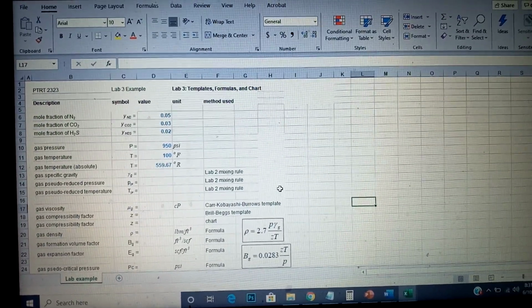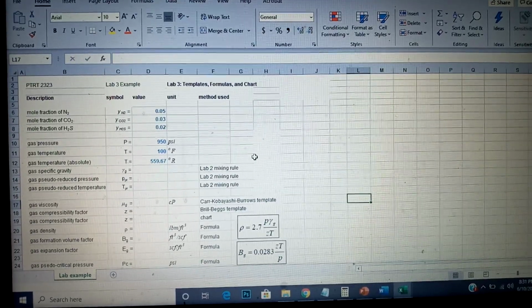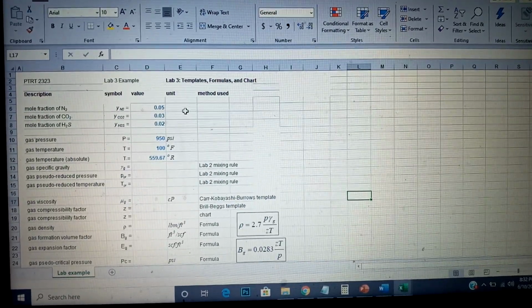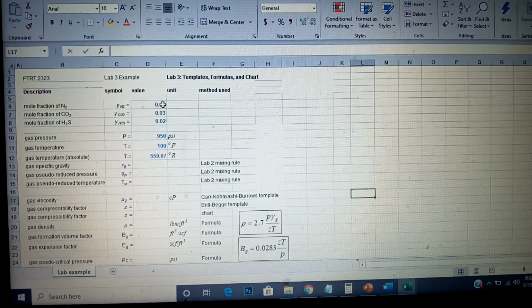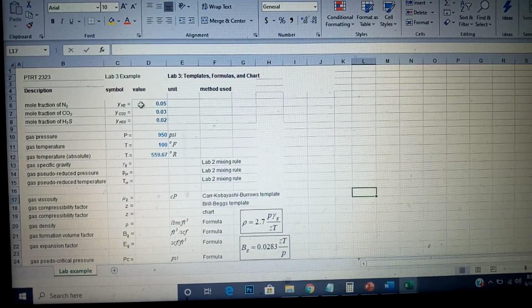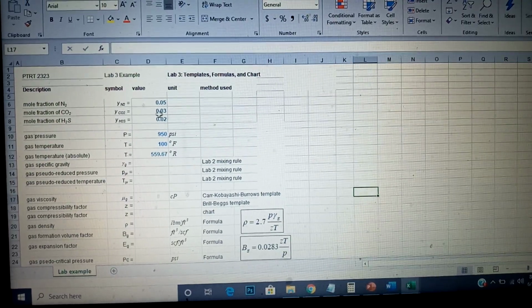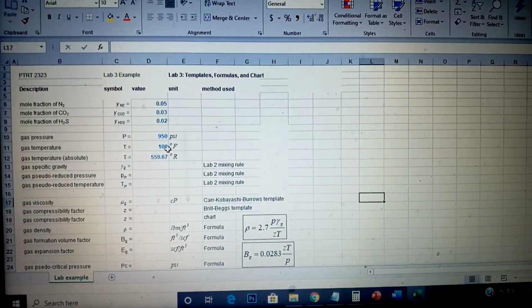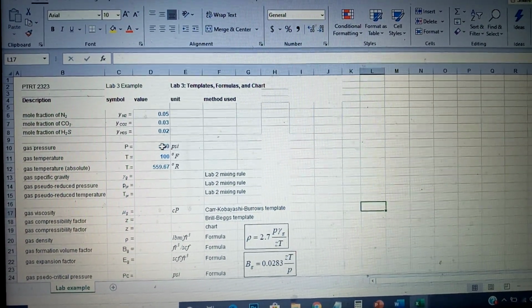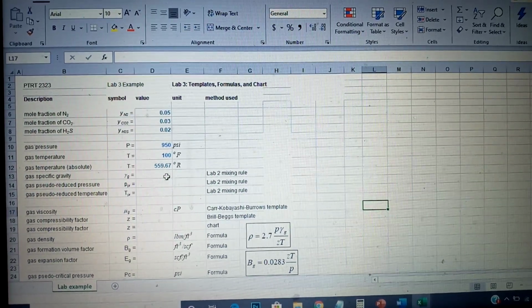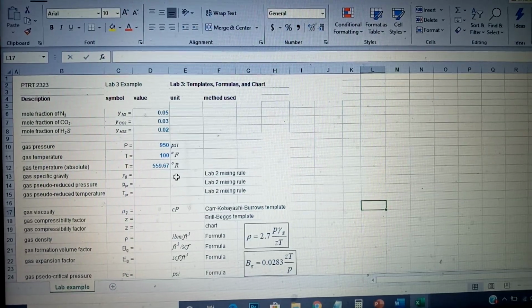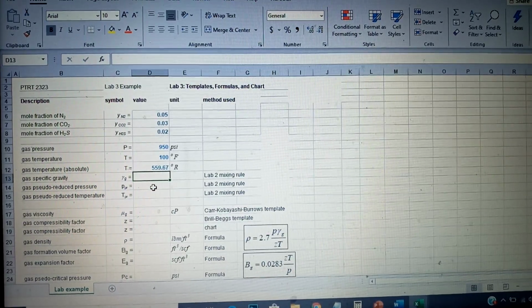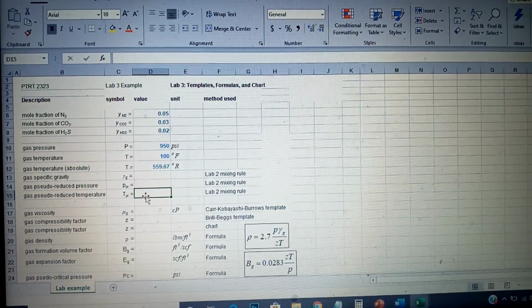And one of them is a chart. So you need 5 variables, 5 parameters from lab number 2. You need 8. 5 of them have been transferred for you. That's the mole fraction for nitrogen, mole fraction for carbon dioxide, mole fraction for hydrogen sulfide, then the pressure and temperature of the gas. You need to transfer 3 more. Those are the ones you calculated yourself. You need the specific gravity, you need the reduced pressure, you need the reduced temperature.